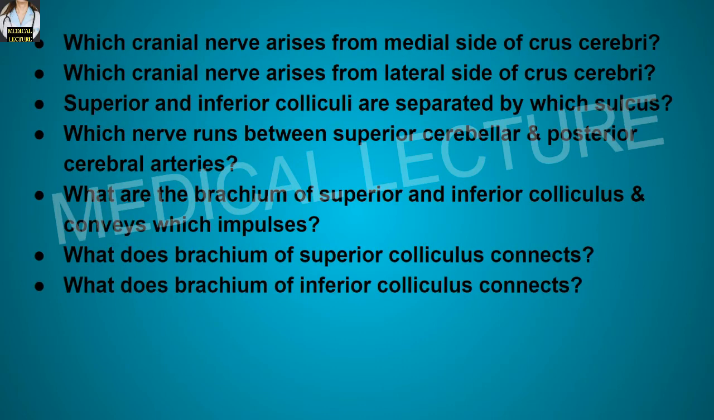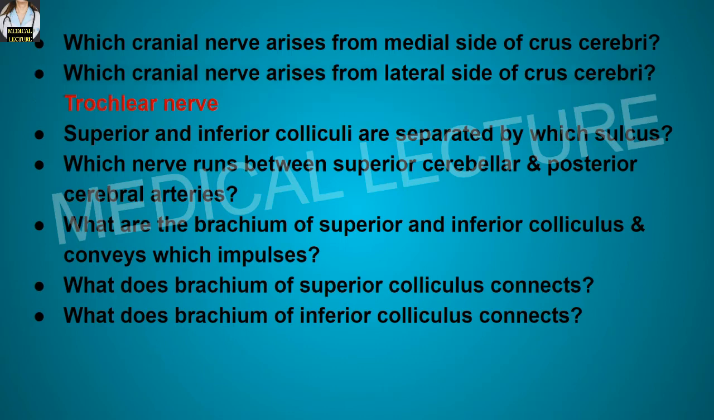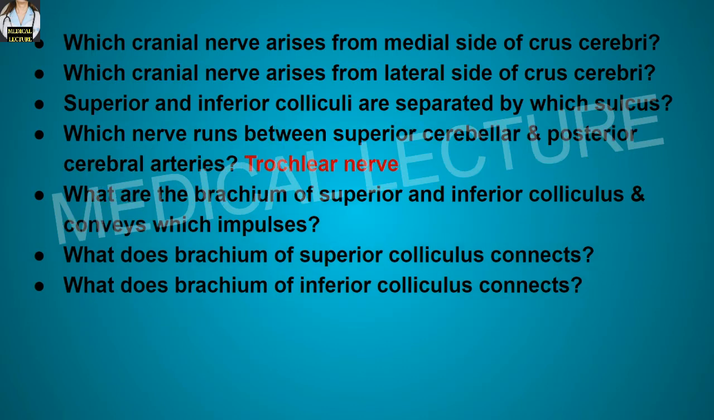Which cranial nerve arises from the medial side of the crus cerebri? Oculomotor nerve. Which cranial nerve arises from the lateral side of the crus cerebri? It is the trochlear nerve. Superior and inferior colliculi are separated by which sulcus? By the cruciform sulcus. Which nerve runs between the superior cerebellar and the posterior cerebral artery? It is the trochlear nerve.